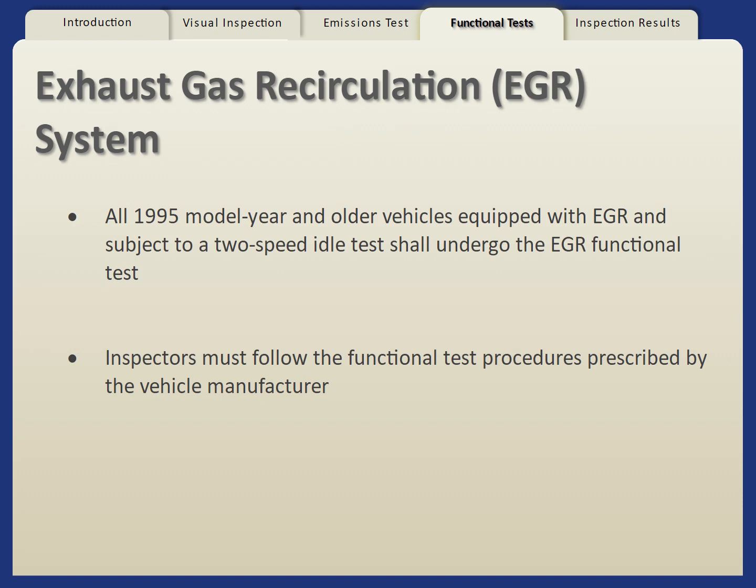All 1995 model year and older vehicles equipped with an EGR system and subject to a two-speed idle test shall undergo the EGR system functional test. Vehicles that undergo an ASM test would not need an EGR system functional test because the EGR system operation is reflected in the sample reading collected from the ASM test. Inspectors must follow the functional test procedures prescribed by the vehicle manufacturer.